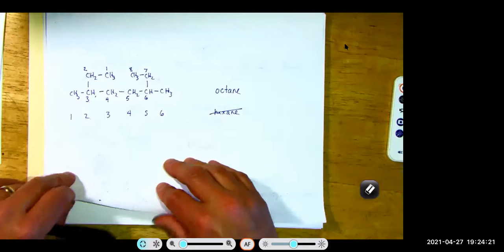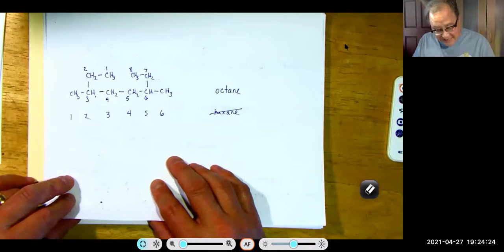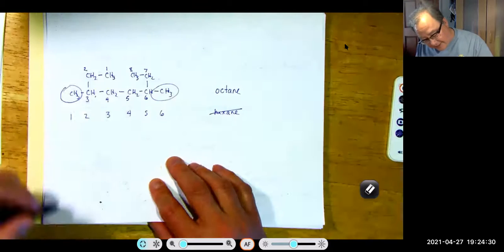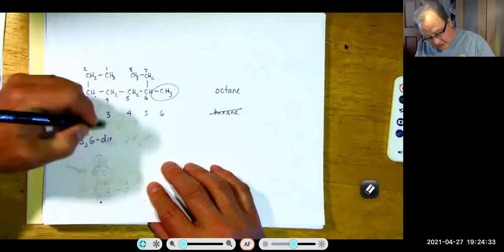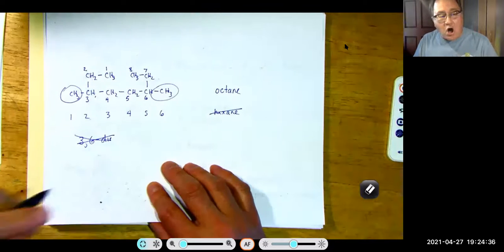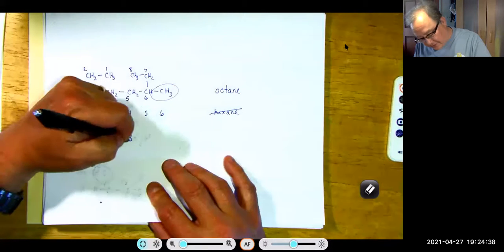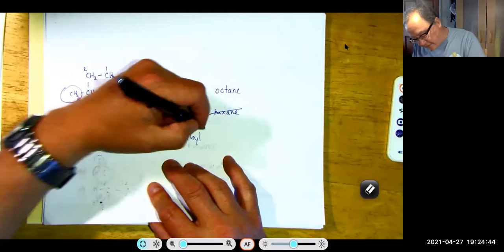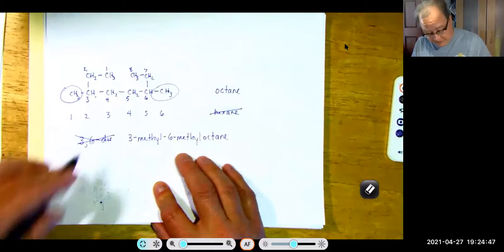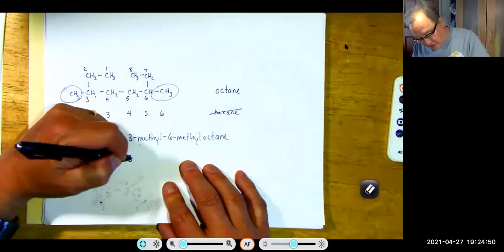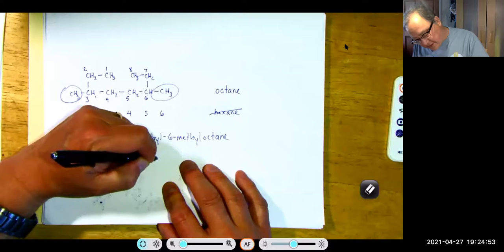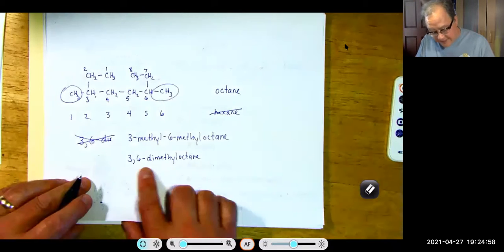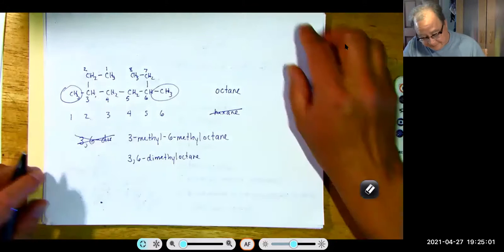So there's only 2 methyl groups, a methyl on 3 and a methyl on 6. So we call it 3, 6. Well, actually, the long name is 3-methyl, 6-methyl octane. But this would be considered to be wrong because chemists are efficient and we would rather call it 3,6-dimethyl octane instead of methyl-methyl.